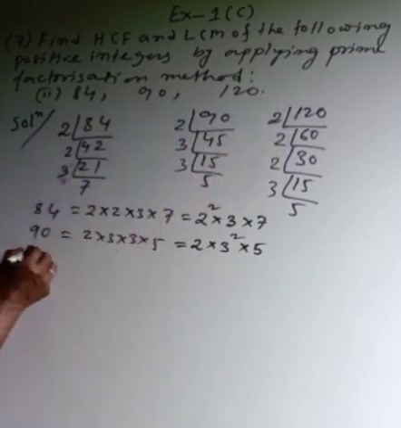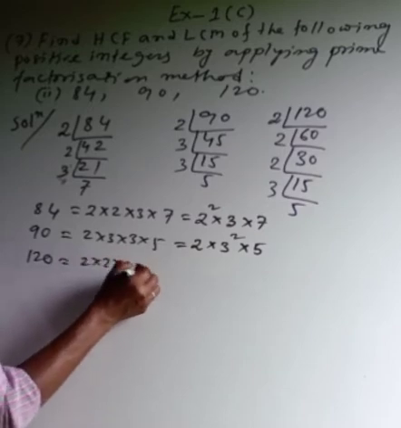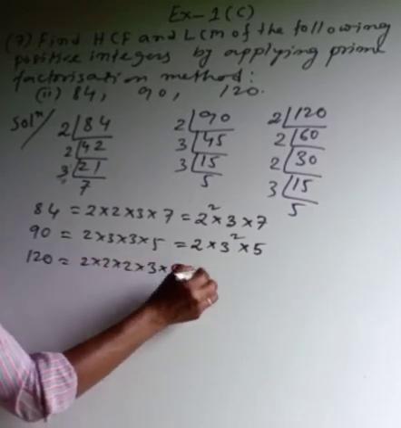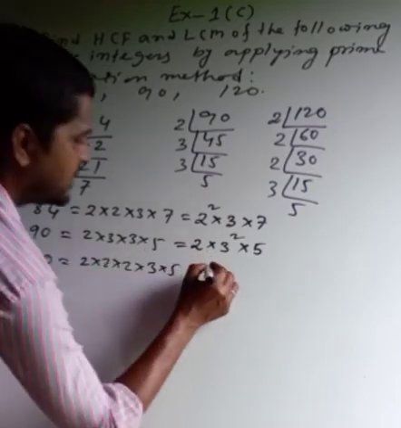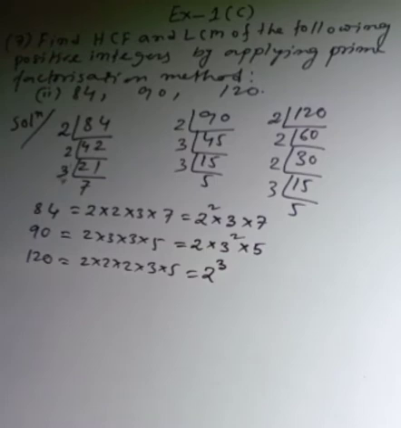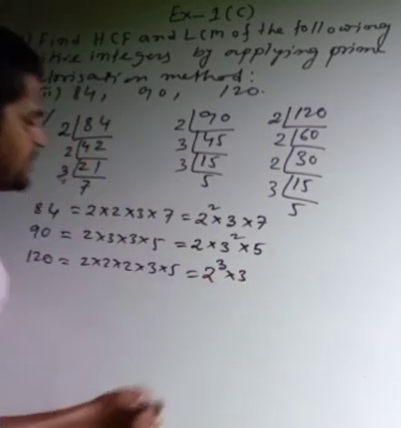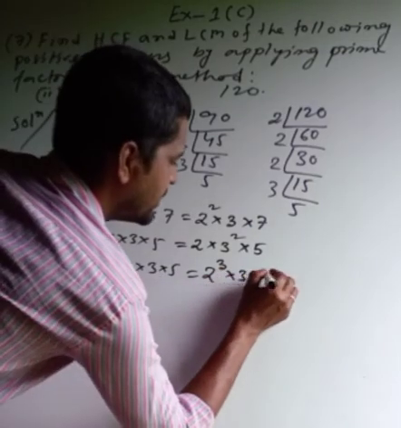Against this 120, we can write 2 into 2 into 2 into 3 into 5. 2 how many times? 3 times, so we can write 2 cube. Then 3 how many times? Only a single time. Then 5 how many times? Only a single time.